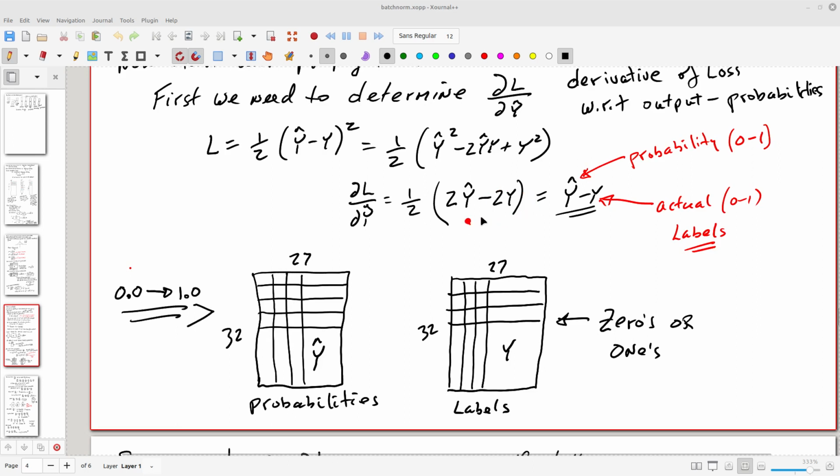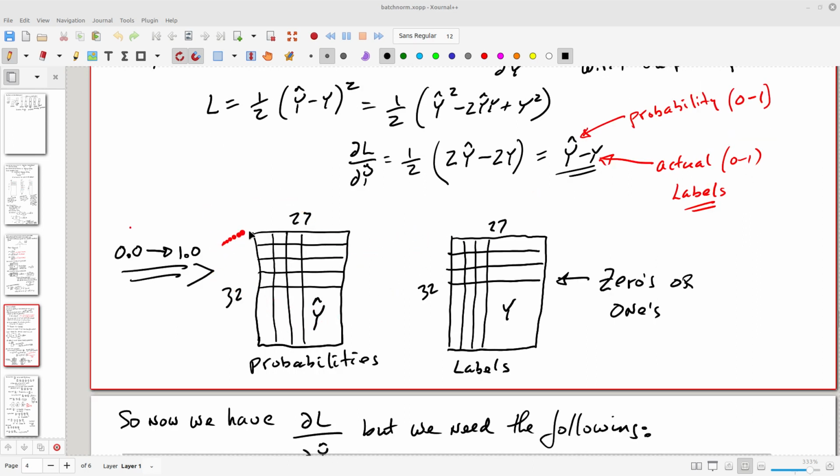So that's fairly easy to compute because we know that, for example, the probabilities here are real numbers. We have 32 of them in our batch, and they're all real numbers in here. Each row here will sum up to 1. But here in our labels, each row also sums up to 1, but basically they're all zeros except there's a 1 in one of the columns that actually indicates the actual value we're looking for, or the label.